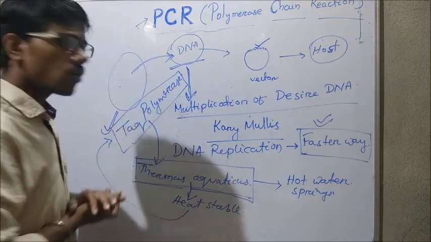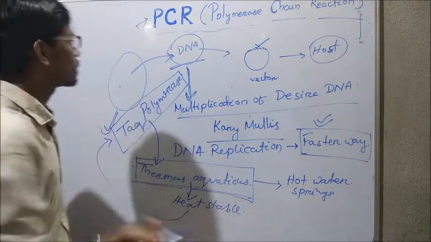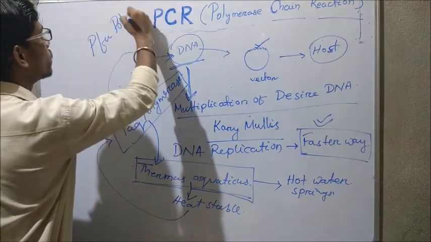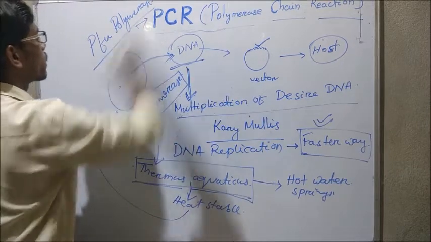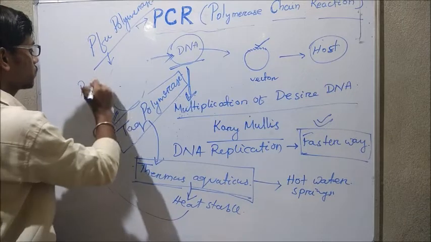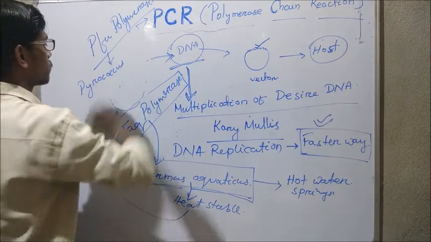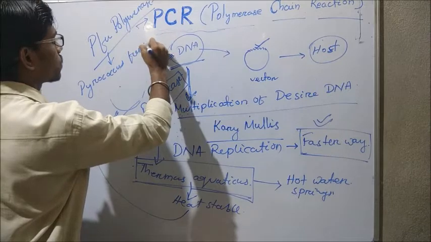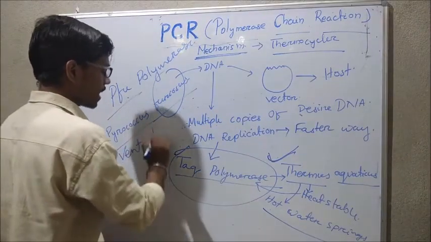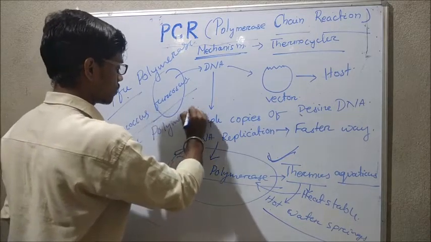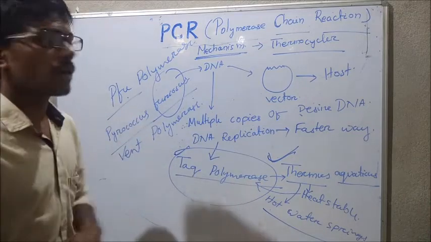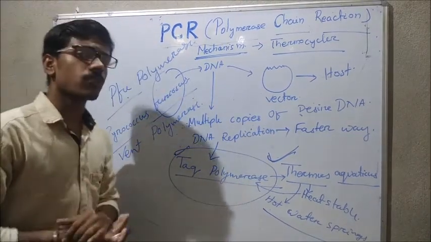Okay, nowadays other enzymes are also used. One of those enzymes is PFU polymerase. What is that PFU? That is Pyrococcus furiosus. And another polymerase enzyme that is also used is Vent polymerase enzyme. So these are the polymerase enzymes which we require at the time of PCR.